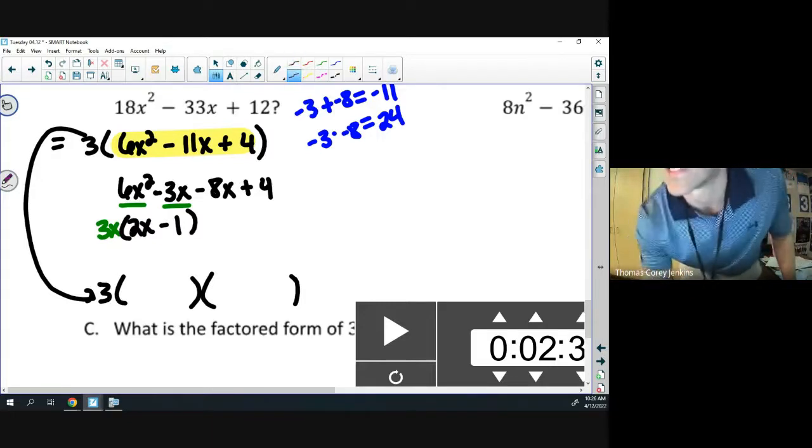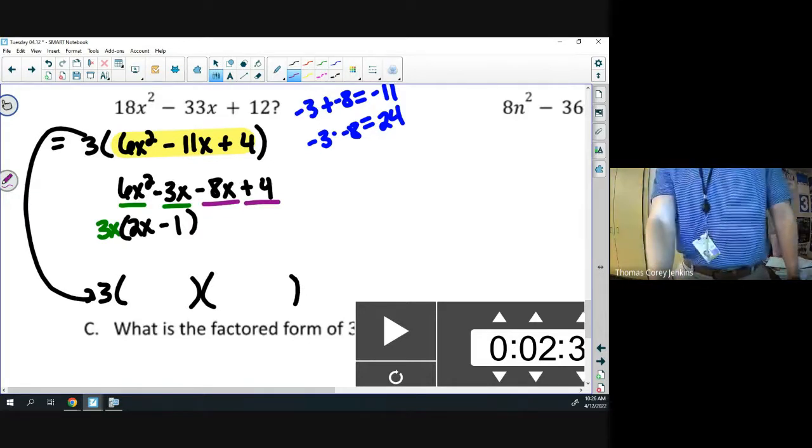And from the last 2 terms, so we know it's 4, but would it be minus 4 or positive 4 that we would factor out in this case? Any thoughts on that? How about this? Why would it be negative 4 and not positive 4?